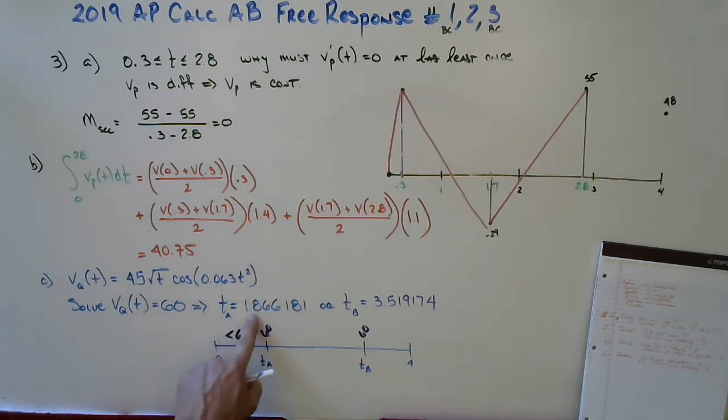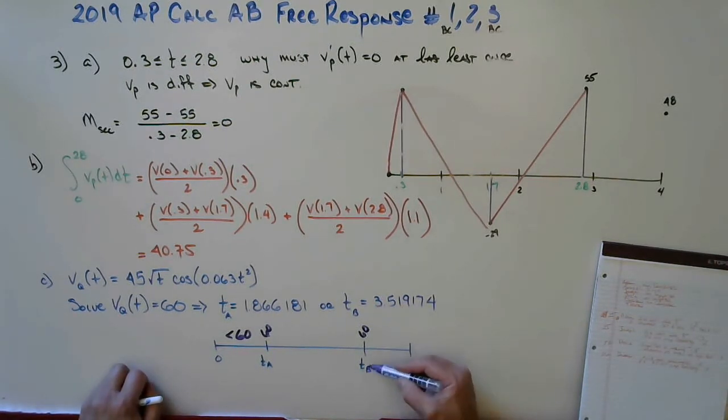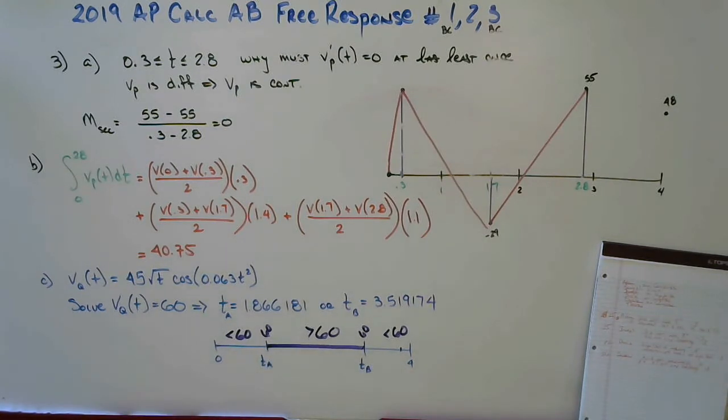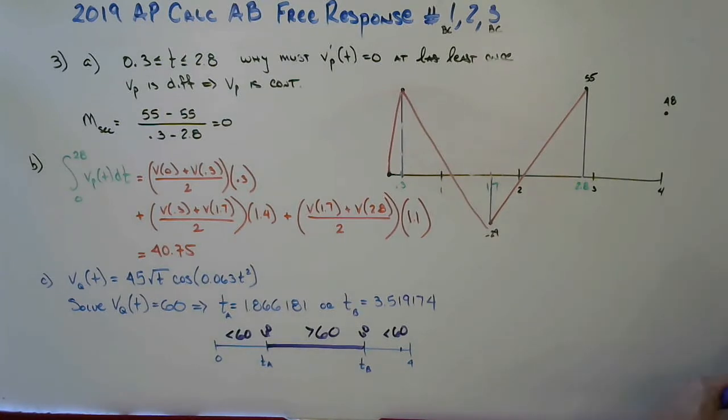So if you plug in a number smaller than this, like 1, you're going to get a number less than 60. Okay? If you pick a number after time B, this is 3.5, so pick 3.9. You plug that in, you're going to find out this is less than 60. And then pick a number between the two, like 2. And you're going to find out this is greater than 60. So by just plugging in numbers, this is where we're greater than 60. Okay? And that's what the question asked. The question asked us, find the time interval during which the velocity of particle Q is at least 60. Okay, we did that. Now it wants us to find the distance we traveled, right?